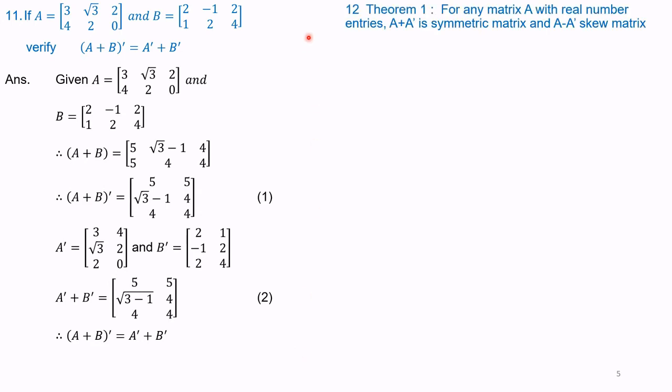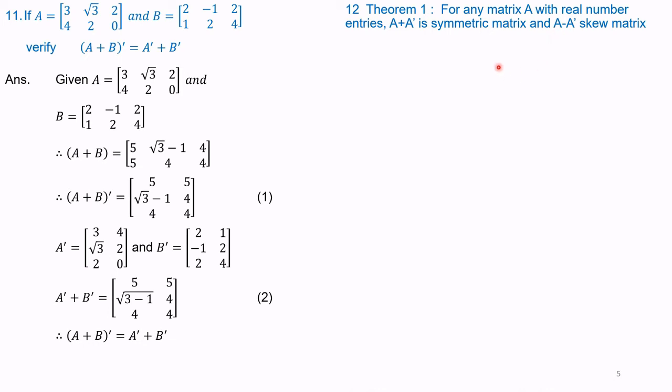Next problem. Problem number 12. Theorem 1. This is a theorem. Here we have to prove that for any matrix A with real number entries, A plus A dash is a symmetric matrix and A minus A dash is a skew symmetric matrix. So we have to perform two things. One is we have to find the symmetric matrix by adding A plus A dash, and then we have to prove the skew symmetric matrix by subtraction of A dash from A.